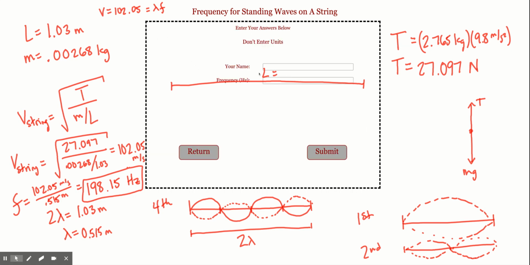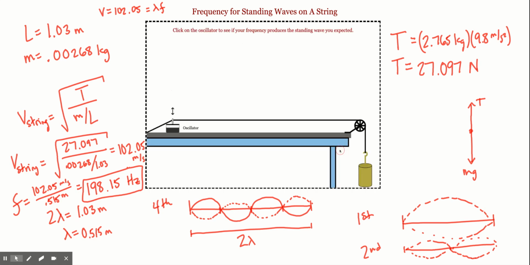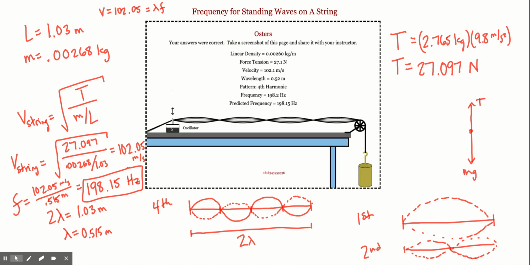Let's plug that in and see if we are correct. And let's erase all this stuff so you guys can actually see what's going on here. All right, frequency is 198.15. We hit submit. Just click on the oscillator to see if your frequency is correct. So I click on the oscillator and my answers are correct.